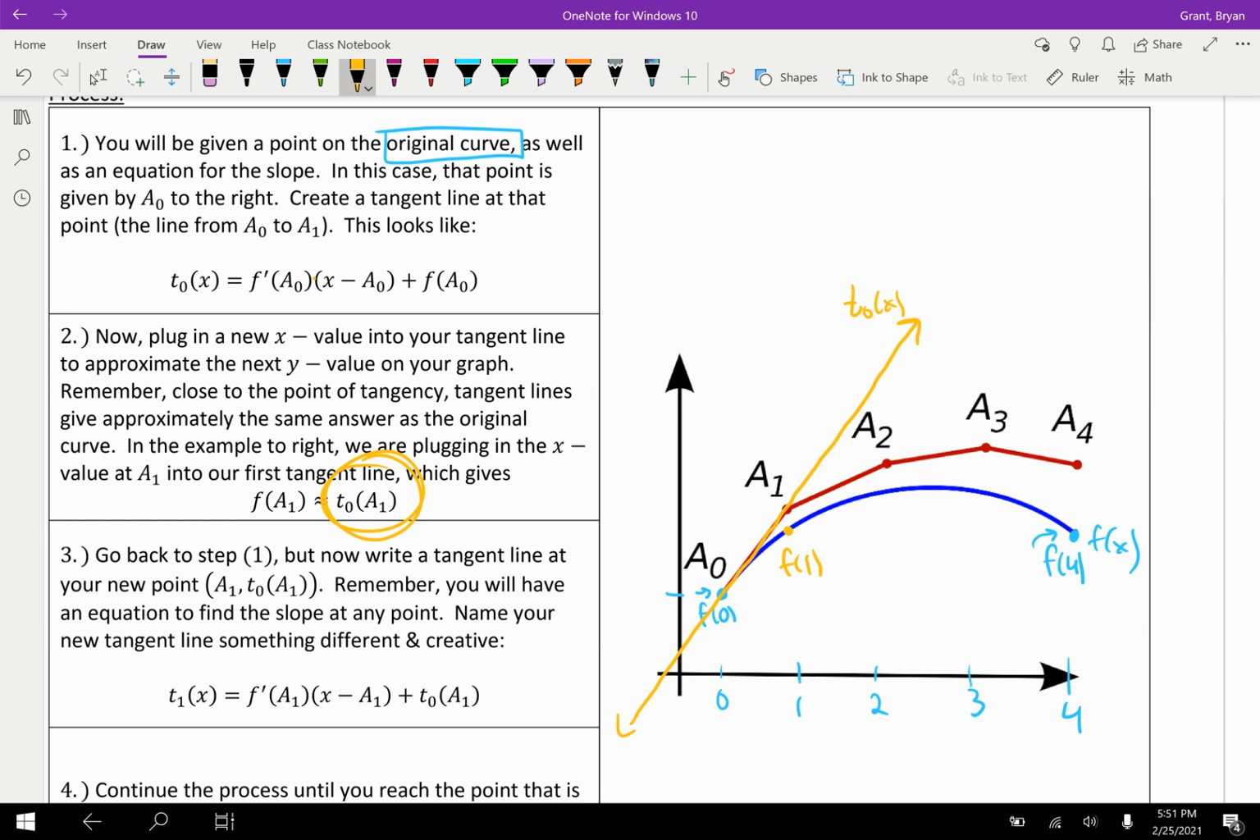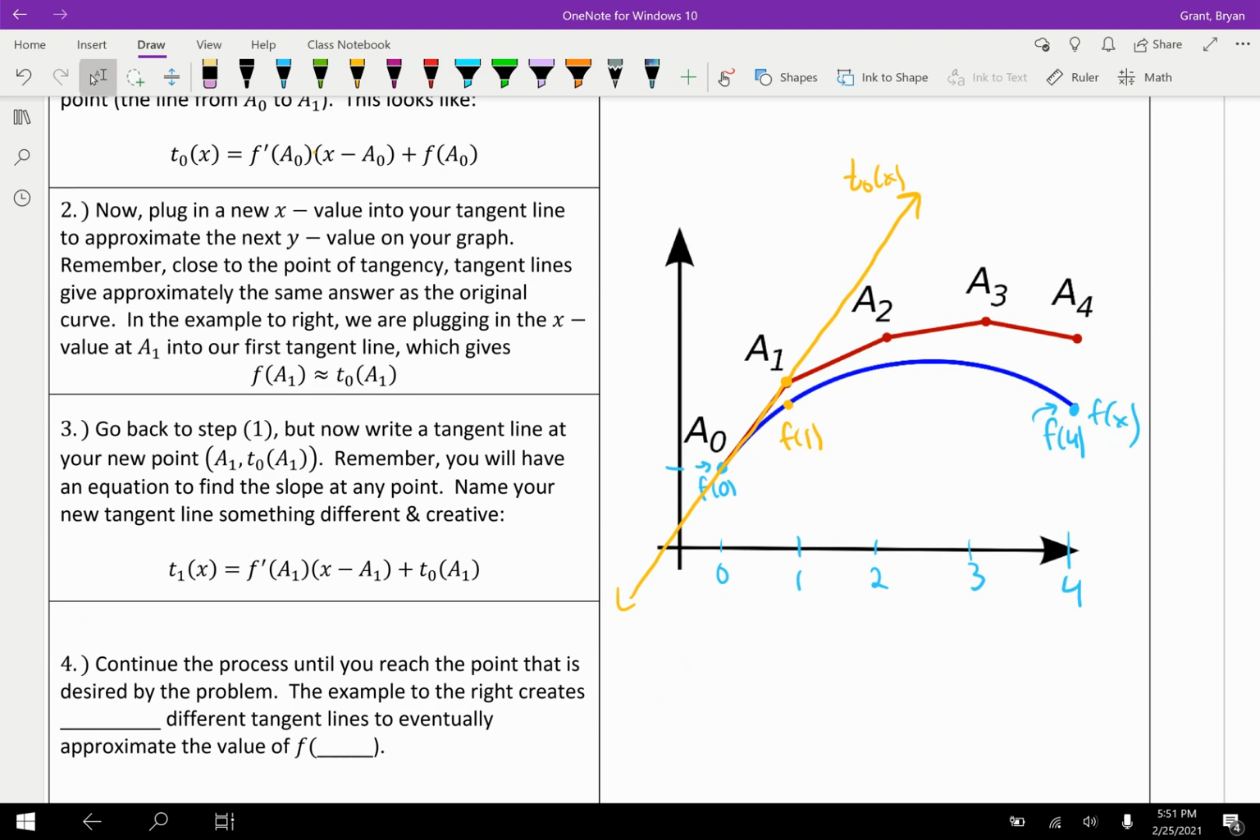You could do t sub 1, your first tangent line, whatever sounds good to you. And that's going to give us an output. It's going to find an actual, pun intended, tangible value where we can now say, okay, even though we don't know f of 1, we know that this value is pretty close. And then once we're there, what do we do? We just start the process again.